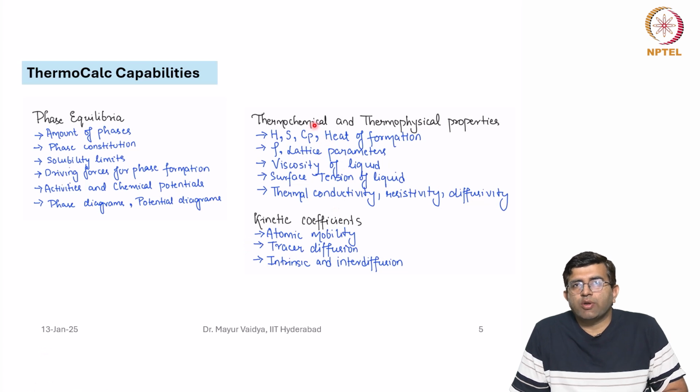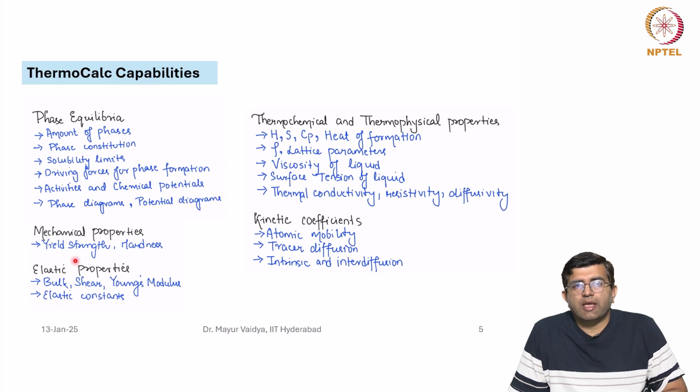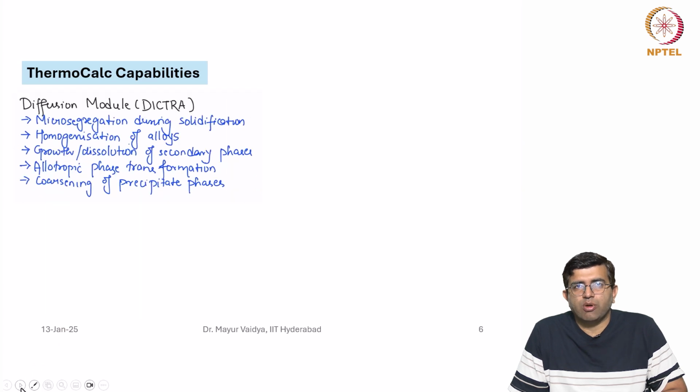Then you can also get thermophysical and thermochemical properties, such as heat of formation, lattice parameters, viscosity, surface tension, thermal conductivity, resistivity, diffusivity, and so on. The kinetic coefficients, atomic mobility, tracer diffusion, intrinsic and interdiffusion can also be simulated. Then mechanical properties like yield strength and hardness, and elastic properties, bulk, shear, Young's modulus, elastic constants have also been integrated in this. You can make some predictions about it.